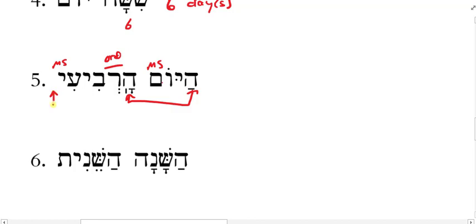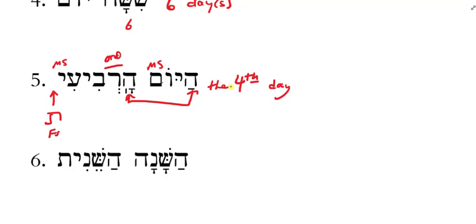Yes. What would I expect if I wanted to make this feminine singular? What might I add to the end of revi'i? A final tav. That's right. A final tav would make it feminine singular. Ha-revi'it. Okay? So if I wanted to say the woman, ha-isha, it would be ha-isha ha-revi'it with a tav. This is hayom ha-revi'i. What ordinal number is revi'i? That's fourth. Good. Now, should I put the in front of fourth? Yes. So the 4th day. Okay? The day the 4th is the 4th day. All right. We all good there?